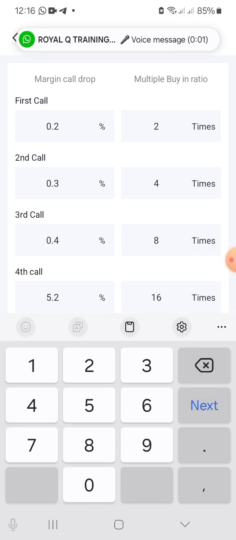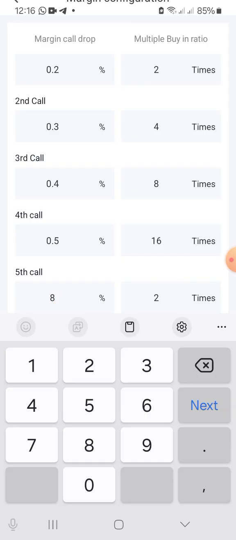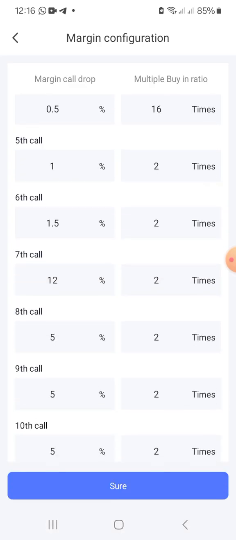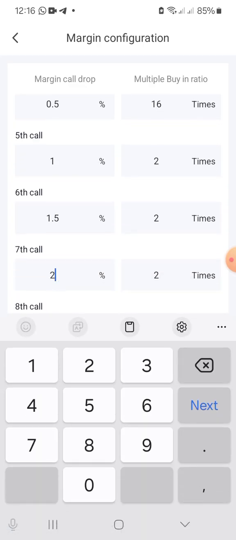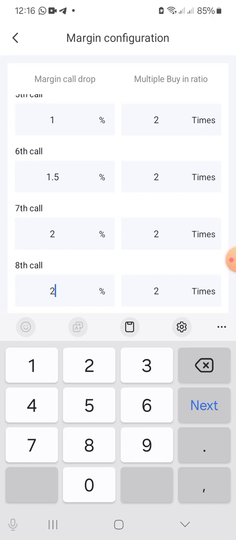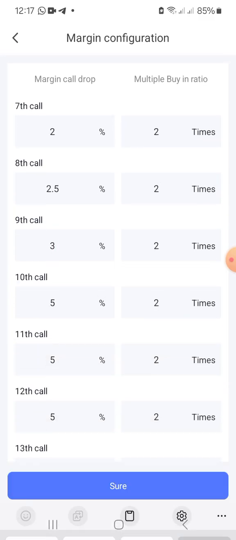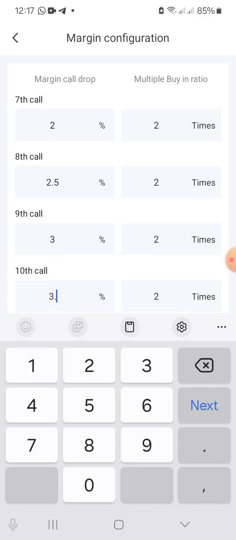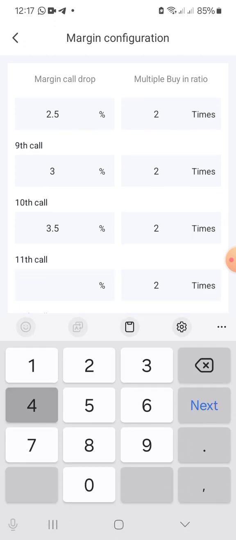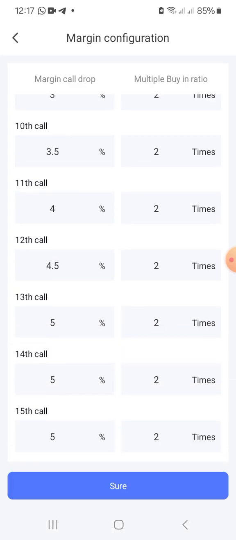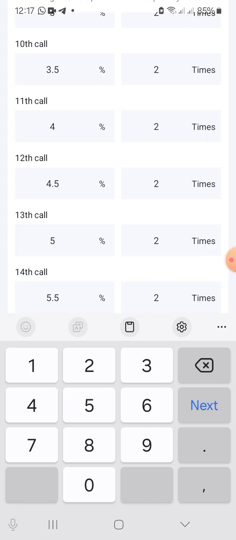0.4, 0.5. Let this one be 1. So we are going to be increasing that drop as the market drops down, so that we can cater for the massive drops of the market. We go increasing: 3.3, then 3.5. You can put 4, then 4.5. You can put 5, then 5.5. Or you can put 5.5 in the last ones.